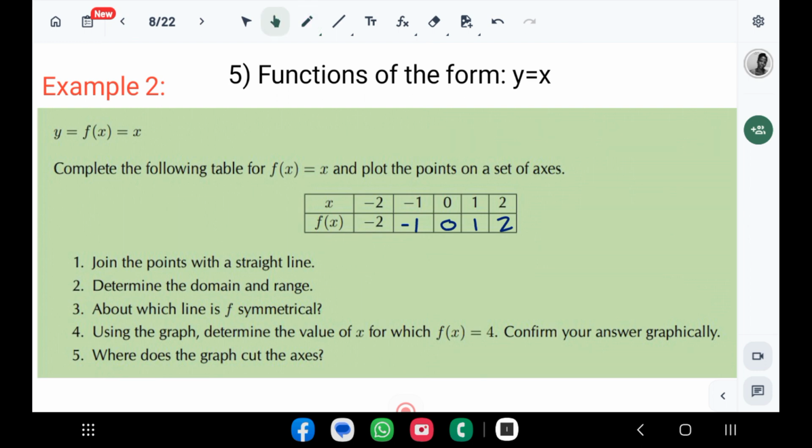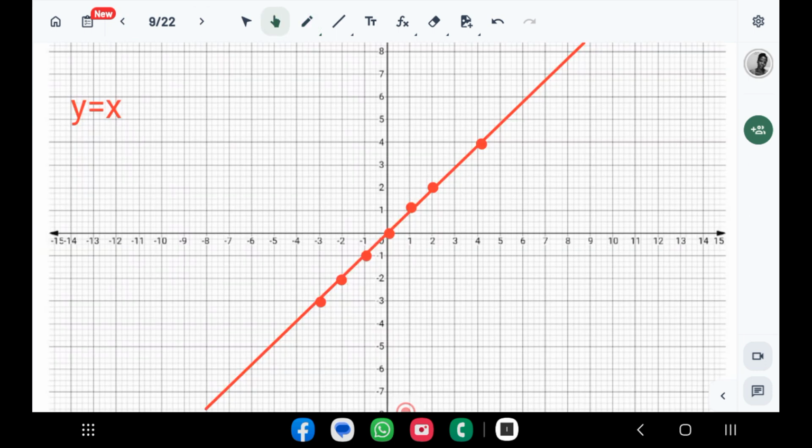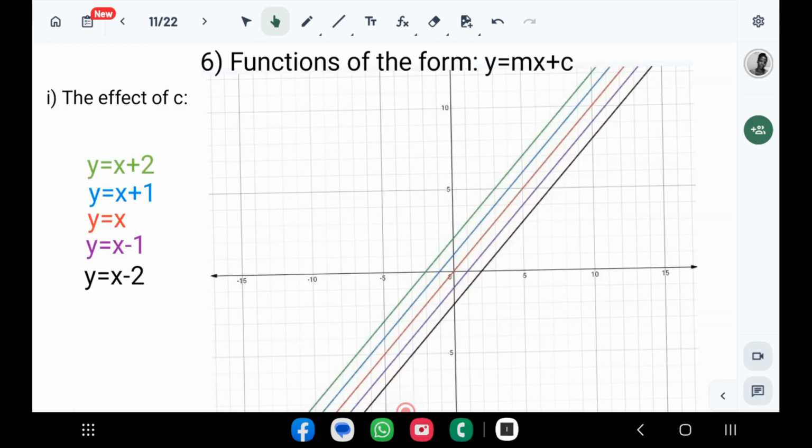Where does the graph cut the axis? The graph cuts the axis at 0 for both the x-axis and y-axis. They are all cut at 0. And that's how you read that graph. Now let's look at functions of the form y equals mx plus c, which is a little more complicated, but it's a standard format of the straight line graph that you're going to use all the way to matric and beyond. So get this right. This is the standard format that you need to get in your head and memorize if you have to. But no need to memorize because you're going to be seeing this all the time from now onwards.